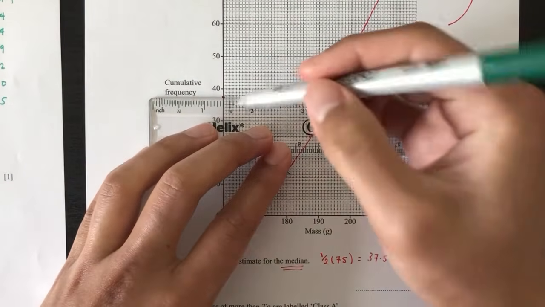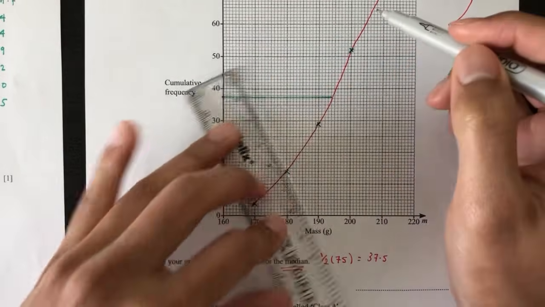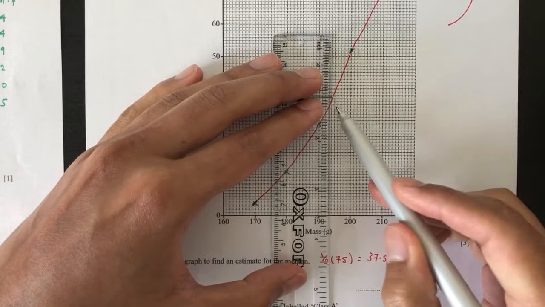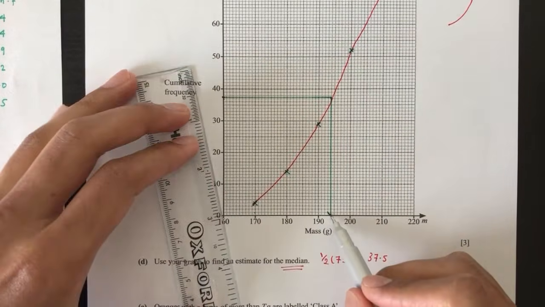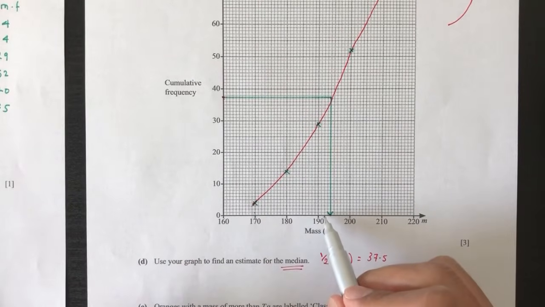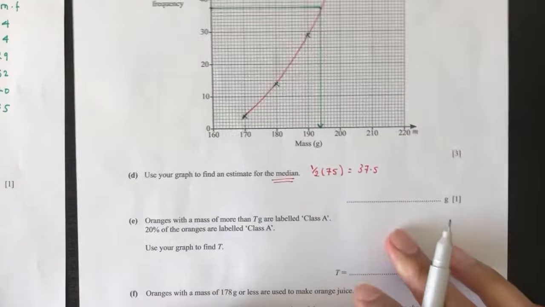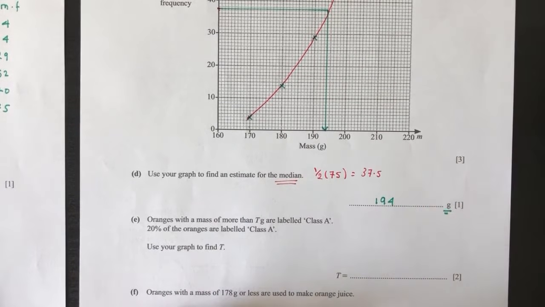I'll use a different color here so you can see the line. So this is the line, and find the value on the graph. It will be here. So what is this value? This is 191, 192, 193, 194. The graph shows 194 grams for this median value.